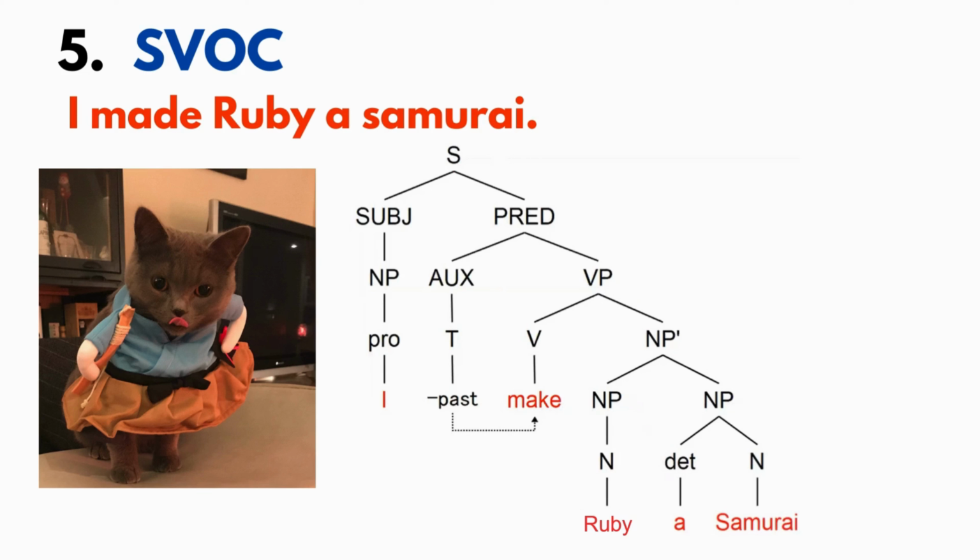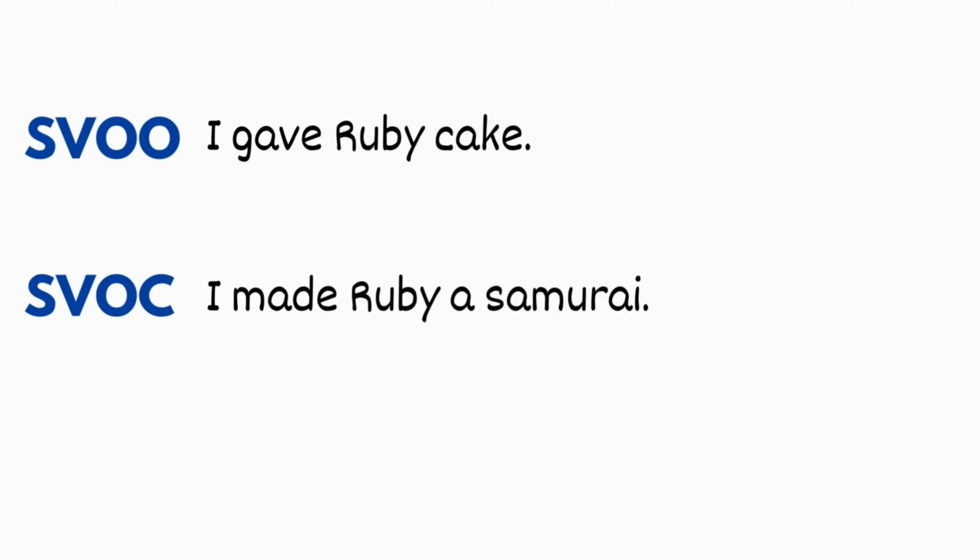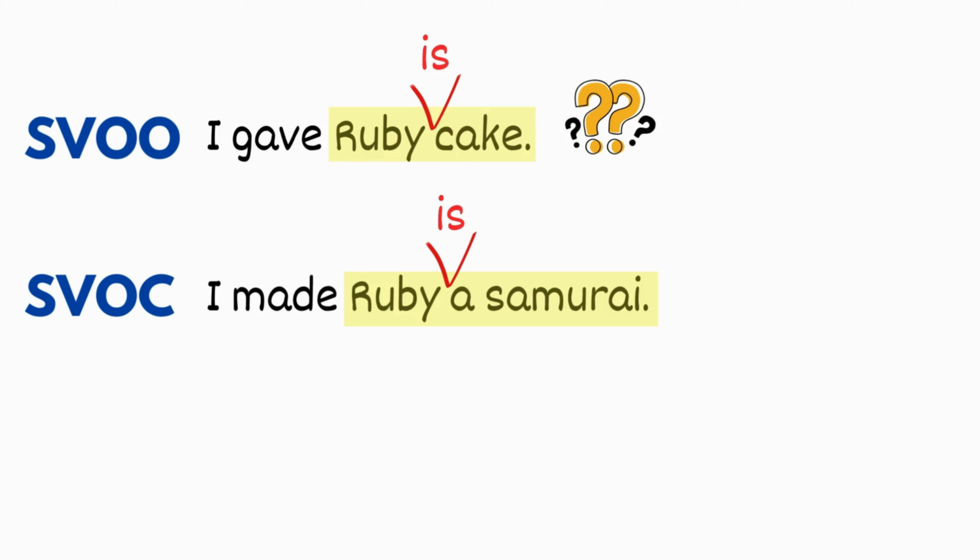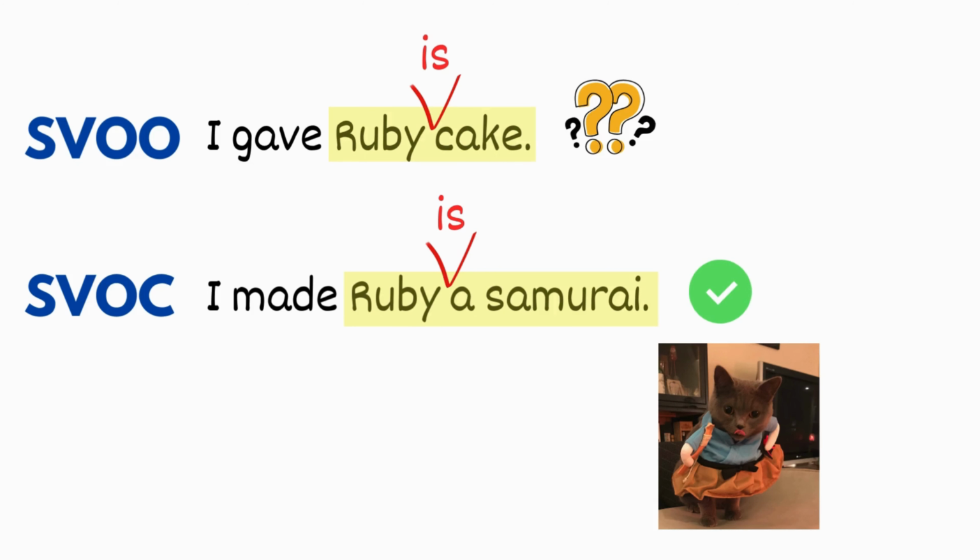Now, if you're wondering how this SVOC structure differs from the SVOO structure we looked at previously, there's an easy test. In the first sentence, we have the SVOO pattern, I gave Ruby cake. And in the second, we have our SVOC construction. Let's focus in on the elements in object position. And let's insert a be verb between them. And you can see Ruby is cake doesn't make sense. But Ruby most certainly is a samurai. All right, so those are the 5 basic sentence patterns.